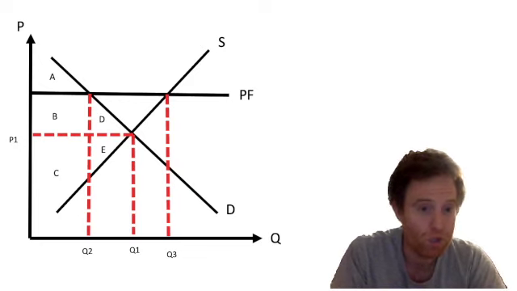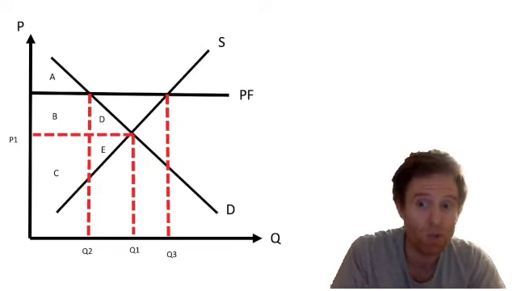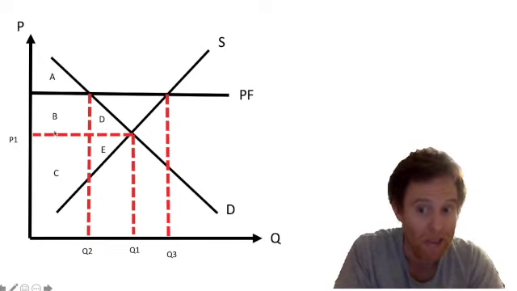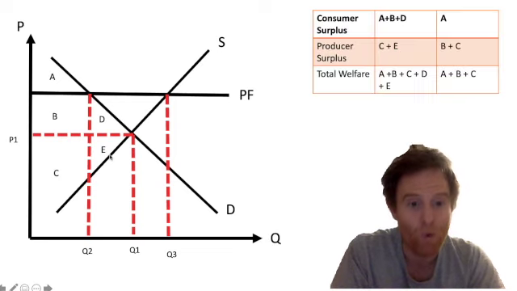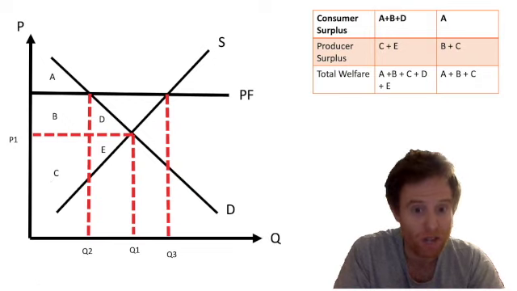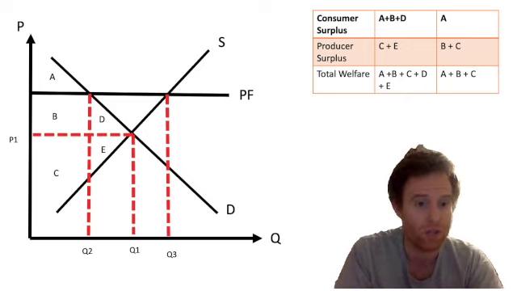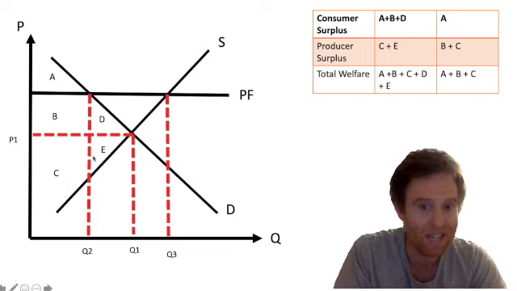Now, if we're looking at the producer surplus, it was C and E. But now, because of the price going above the market equilibrium price, they've pretty much adopted B. So they've got C and B, but they have lost E. When we look at the total welfare, previously it was A, B, C, D and E. But now we've got A, B and C as the total welfare. So the welfare that has been lost, and this could be an argument as to the inefficiency of this pricing strategy and price control, is D and E.